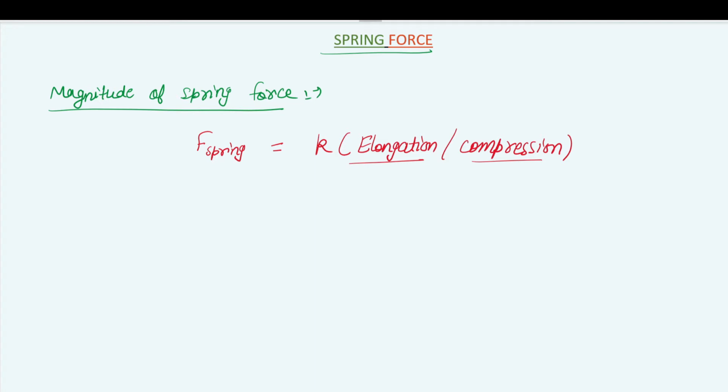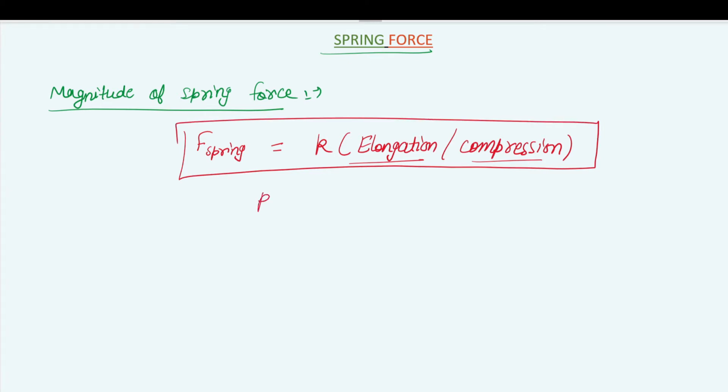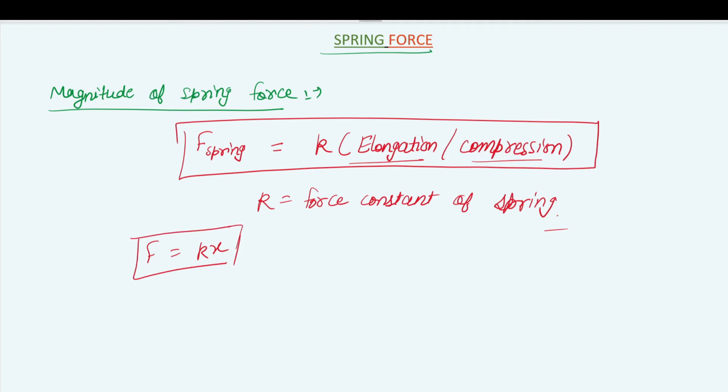So the magnitude of F spring is equal to K into elongation or compression, where K is the force constant of the spring, which will be given in our questions. In many books, we normally see that F spring is equal to F is equal to Kx, where x is given as displacement. Okay, this is not the general formula. The general formula is this one. So x here is not displacement. Here x is the elongation or compression in the spring.